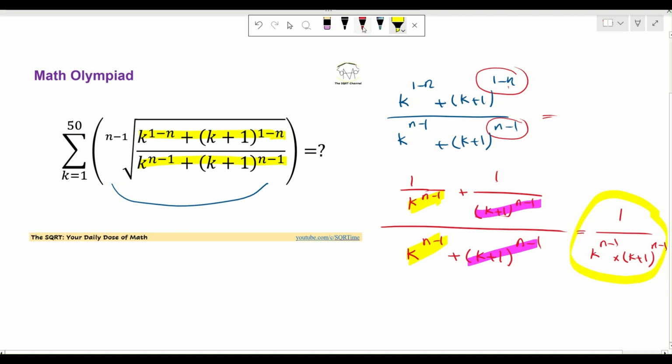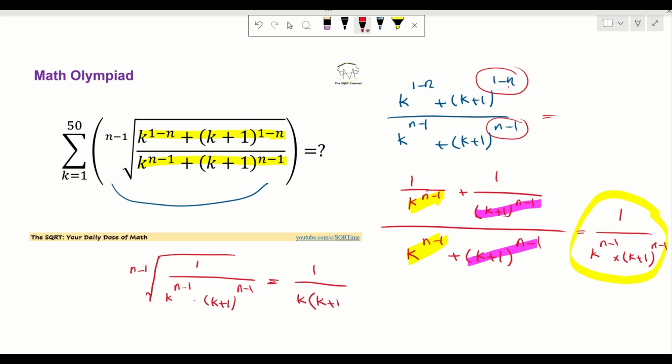Now the rest is going to be a little bit easier. I have this n minus 1 for the radical, so it's going to be the n minus 1 root, and inside that I have 1 over k to the power of n minus 1 times k plus 1 to the power of n minus 1. So as you can see, I can just remove these things, and we know that k is going to be between 1 and 50, so there is not going to be any problem with negative values or something like that. So because of that, it's going to be 1 over k times k plus 1. Now this is the final generic term that I have.